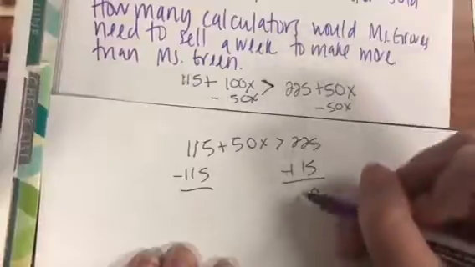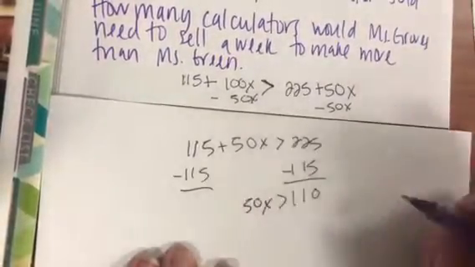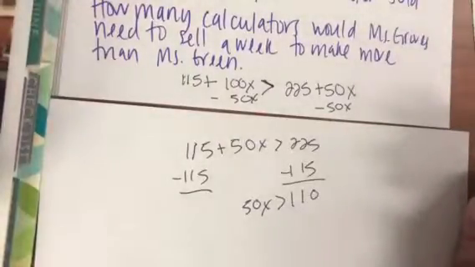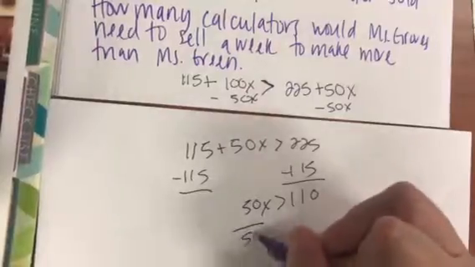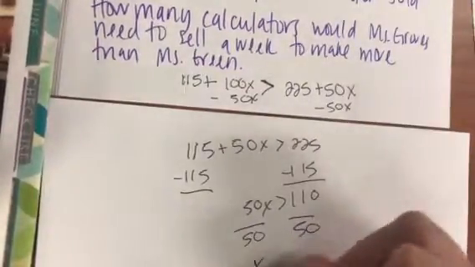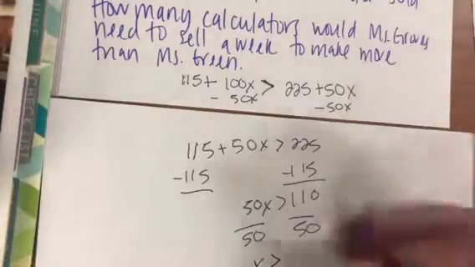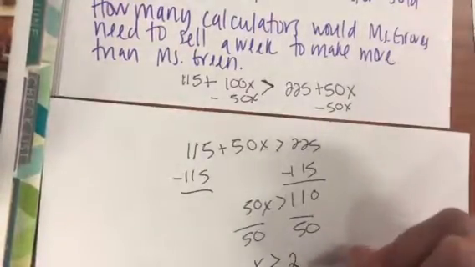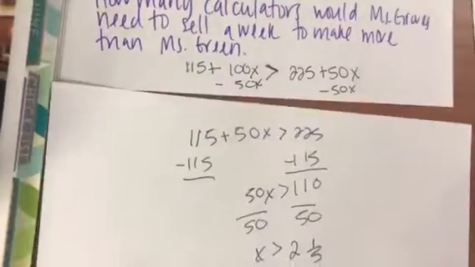225 minus 115 is 110. I hope I did that right. Is that right? 225 minus 115. 110, yeah. Okay, good. Divide by 50 because this didn't come out evenly. So x is greater than 110 divided by 50, which is 2 and 10 50ths, so that's 2 1/5. So after 2 1/5 weeks, I have more money.